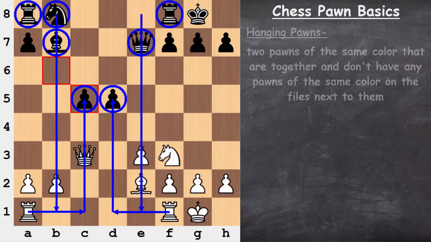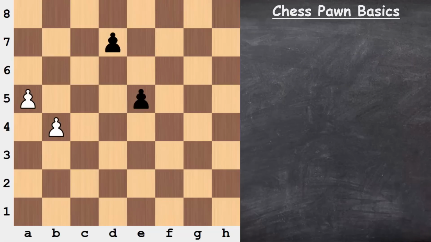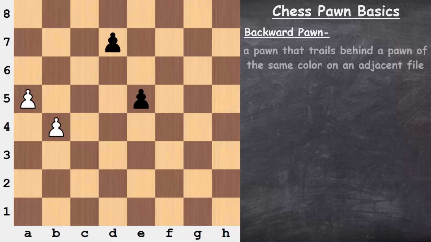Let's move forward here, looking next at what a backward pawn is. A backward pawn is a pawn that trails behind a pawn of the same color on an adjacent file. So in this particular case, the two backward pawns are this one here for black, the D7 pawn, and for white, the B4 pawn. They trail behind this lead pawn right here. This would be the lead pawn for white, and this would be the lead pawn for black. So they're not able to move. They're not able to make one move and have the support of another pawn.